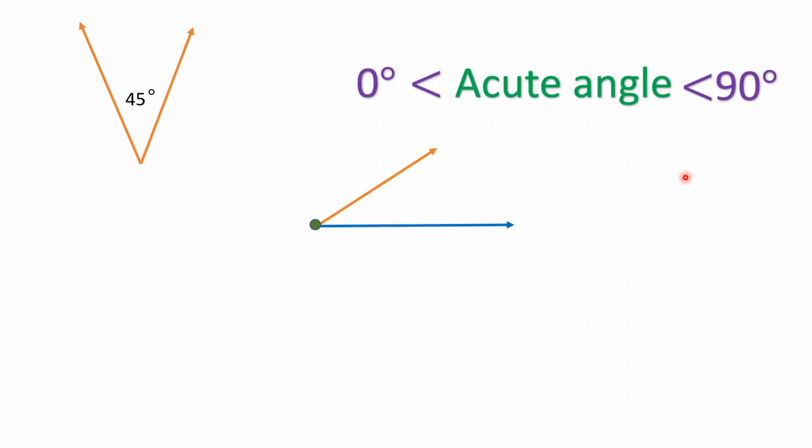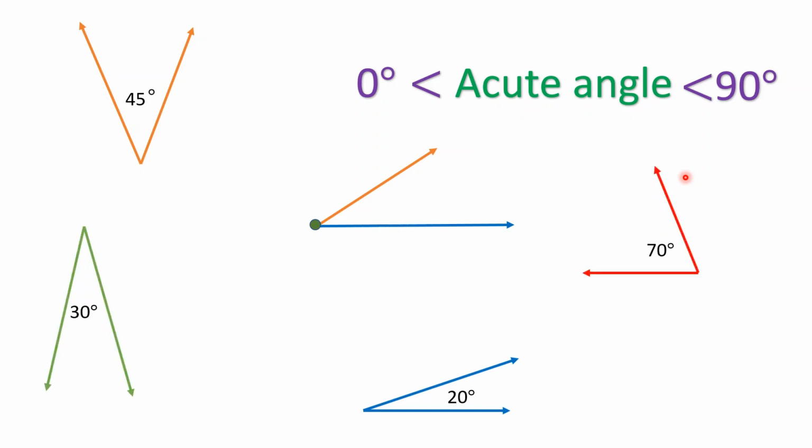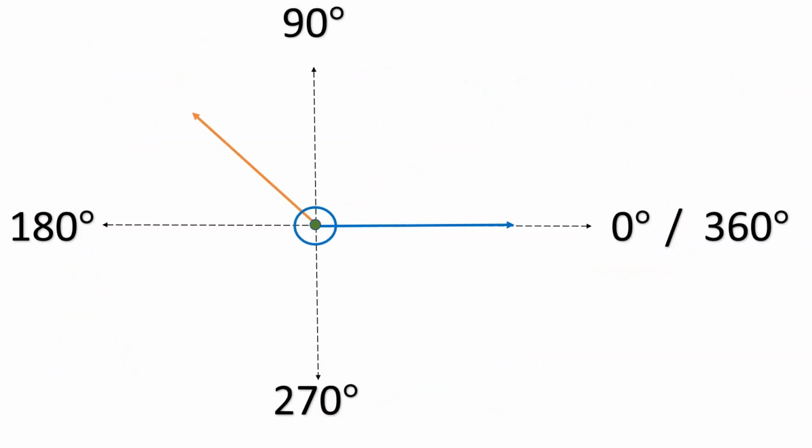Let us see few more acute angles. This is the angle of 45 degree between 0 and 90. So it is an acute angle. 20 degree, 30 degree, 70 degree. All these are acute angles because their measures are between 0 and 90 degree. Let us change the position of terminal arm again.